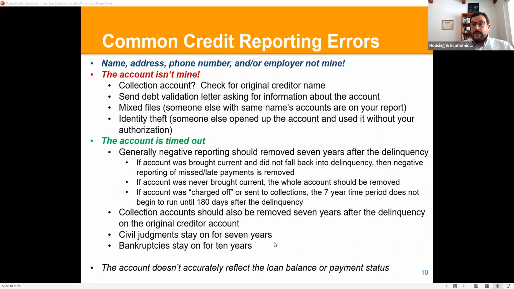And then another common reporting error is that the account doesn't accurately reflect the loan balance or payment status. You're actually current, but it's saying you're 60 days late. You've actually paid down this loan to $2,000 and it's saying you owe $5,000. Those are things that you can have corrected through the dispute letter process. I'll just check the questions again, since this is a pretty dense area that we're talking about.